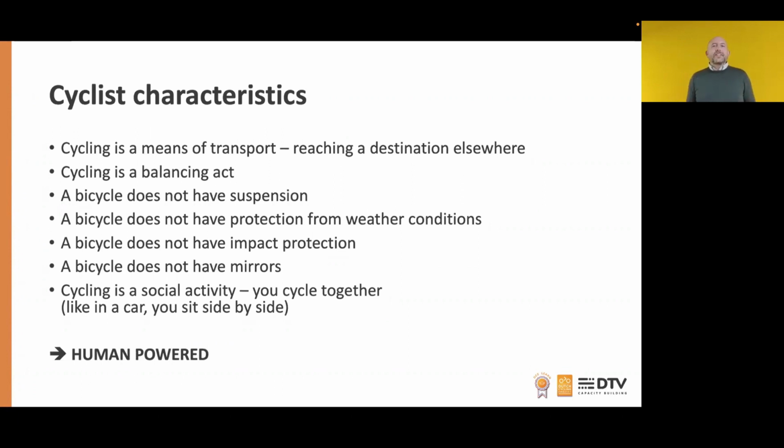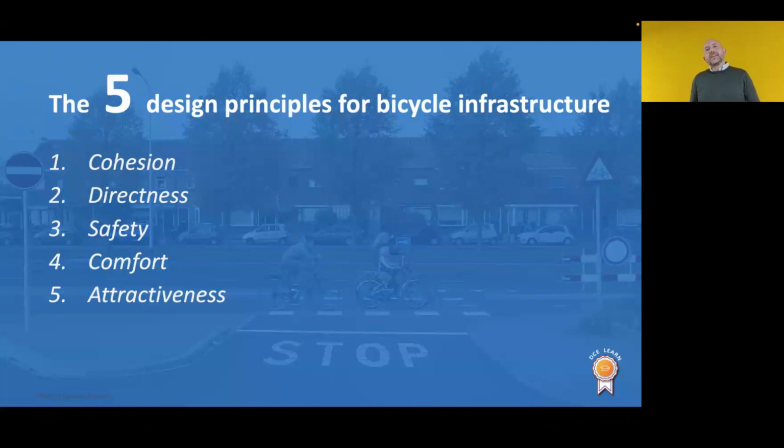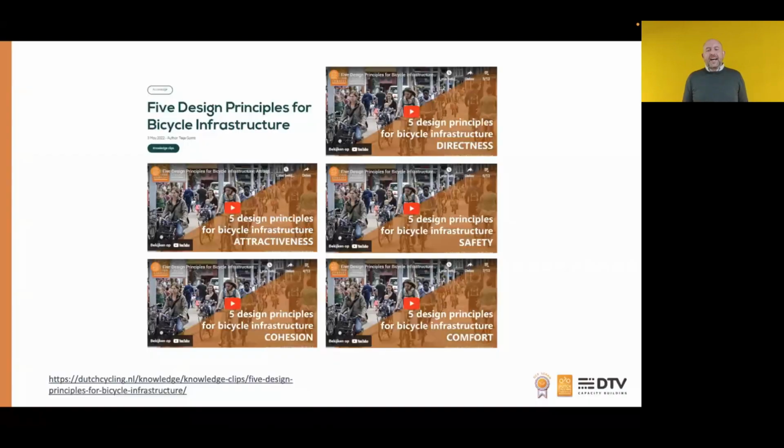So this all boils down to the fact that a bicycle is human powered. So it's a human individual, a human being. And this is crucial, and this fact holds for every country, every situation around the world. And this is where the design principles are related to. If we can think about these principles, we really accommodate for these cyclist characteristics. You have five of them: cohesion, directness, safety, comfort, and attractiveness.